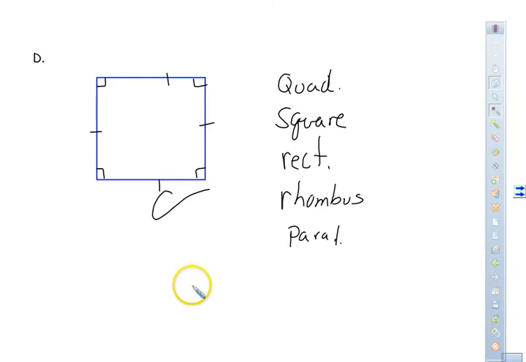Many times in your assignment, it will also ask you for the best answer. So what would the best answer be for this particular shape? A square. That is definitely the best answer because it meets all those different criteria of a square.